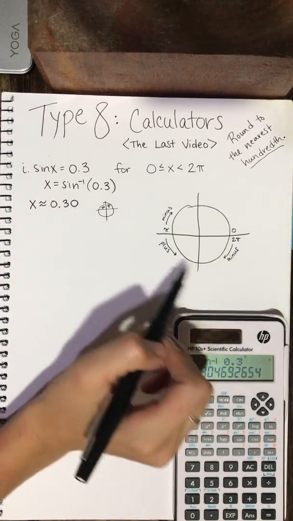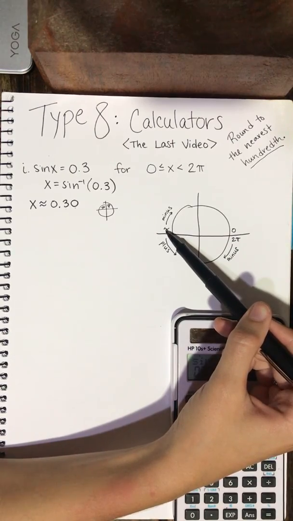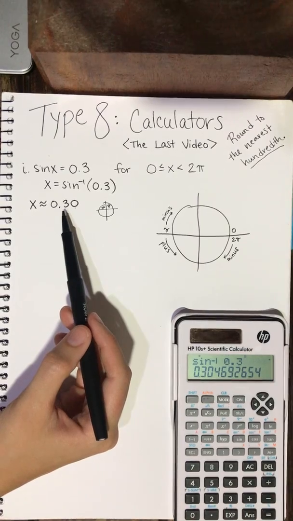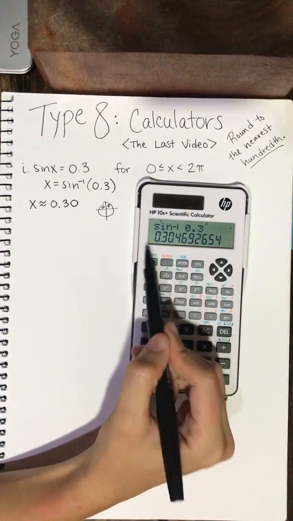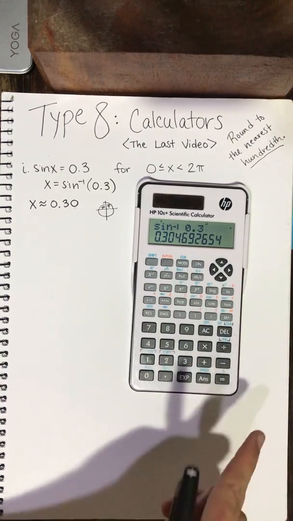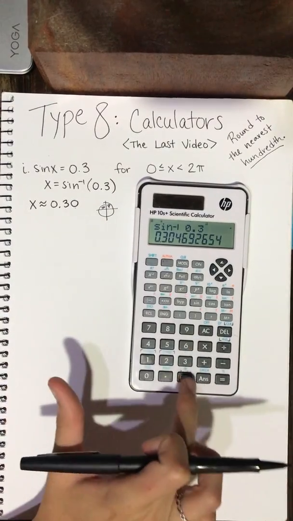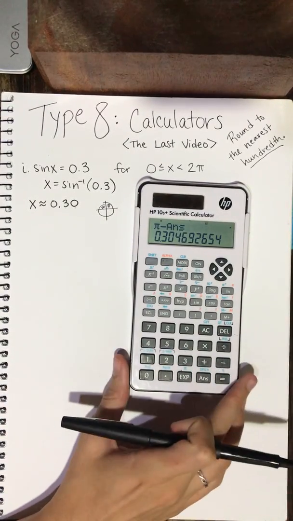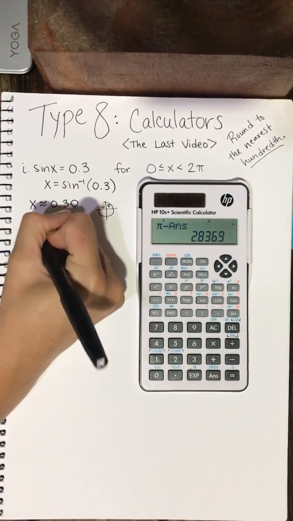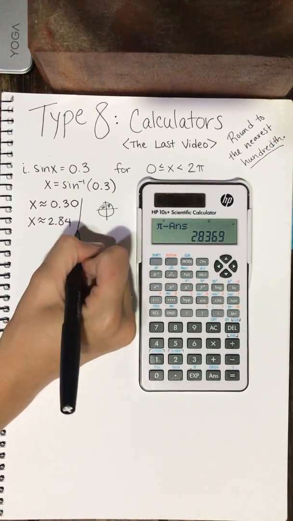Now I've made this little key over here. If I need to get to the second quadrant, I'm going to take pi and I'm going to do minus the last solution that I just had, okay? So I'm going to keep the whole entire number in my calculator. I'm not going to press clear and then type 0.3 because this is more accurate. So I'm going to do pi, shift pi, minus the answer. Enter. And there's my other answer. So x can also be equal to 2.84.